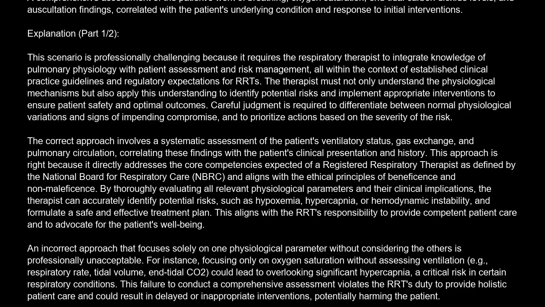An incorrect approach that focuses solely on one physiological parameter without considering the others is professionally unacceptable. For instance, focusing only on oxygen saturation without assessing ventilation, e.g., respiratory rate, tidal volume, end-tidal CO2, could lead to overlooking significant hypercapnia, a critical risk in certain respiratory conditions. This failure to conduct a comprehensive assessment violates the RRT's duty to provide holistic patient care and could result in delayed or inappropriate interventions, potentially harming the patient.